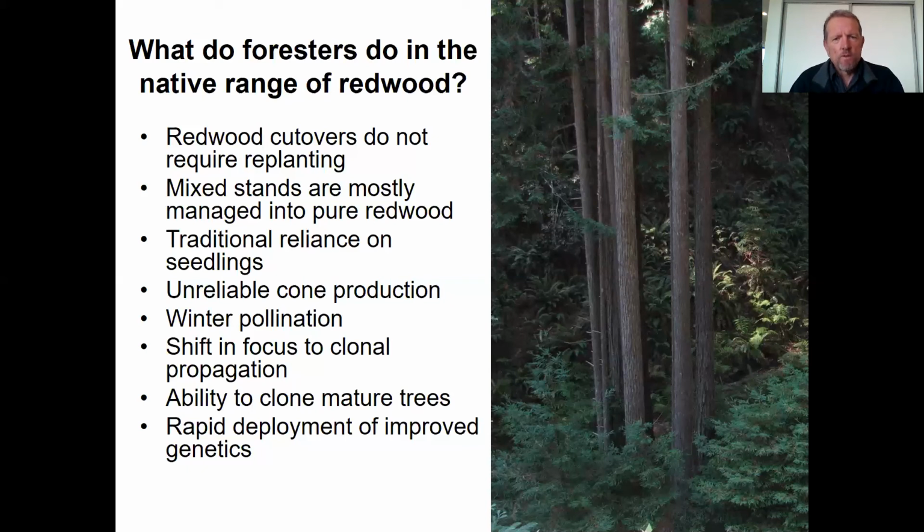Another reason that's driven the shift to clonal propagation is that redwood is one of the few conifers where mature trees can be cloned. And of course, that gives the opportunity for rapid deployment of improved genetics. Breeding programs aren't necessary, where desirable parents are crossed and seed with its inherent variability is produced. Mature trees with the desirable traits are identified in the forest, and they are cloned, and tissue culture labs can literally produce hundreds of plants in a relatively short period of time.